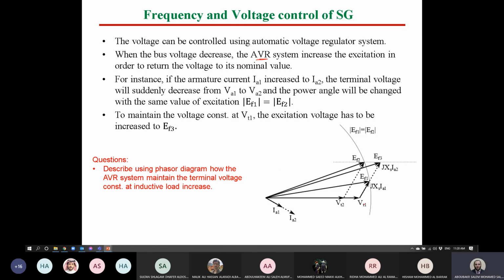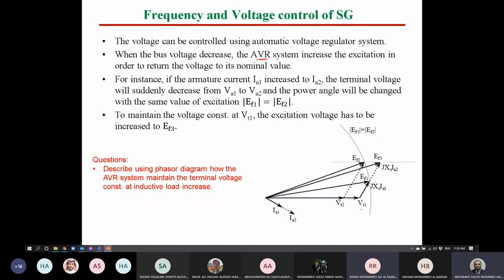Okay? Is the phasor diagram... go ahead. Actually, my question is what is the purpose to increase the current? Is this because of the load increase? Exactly, due to a sudden increase in the load or even a gradual increase with the load. Okay, so for any increase in power, the excitation will be increased like that in order to keep the terminal voltage constant. So this is now the aim of using the AVR system.